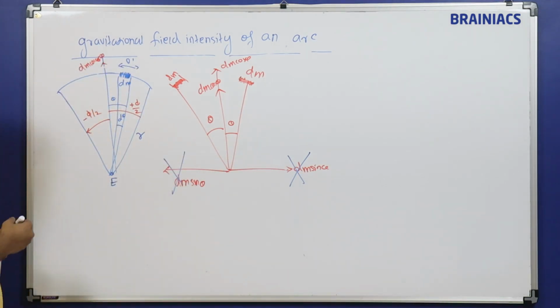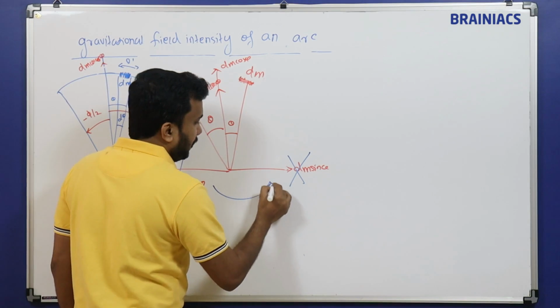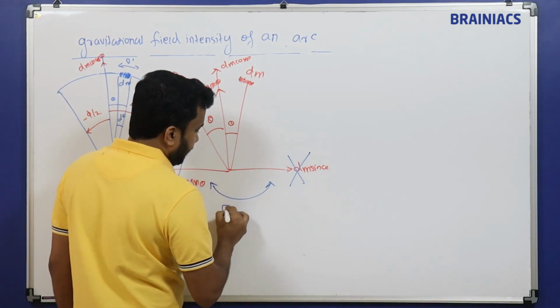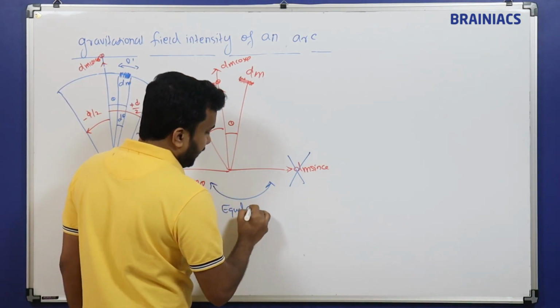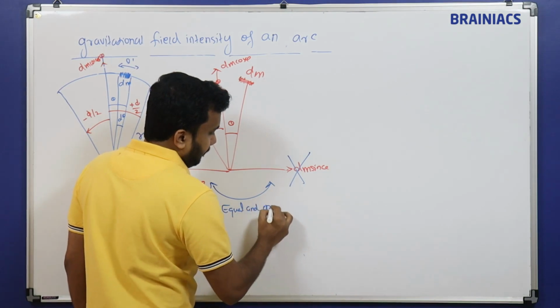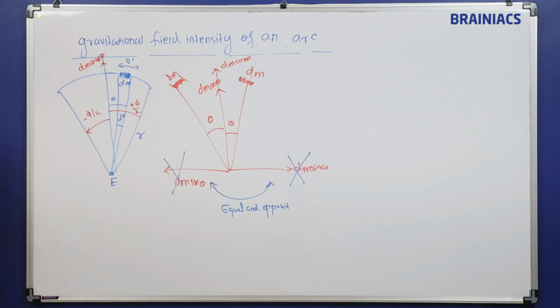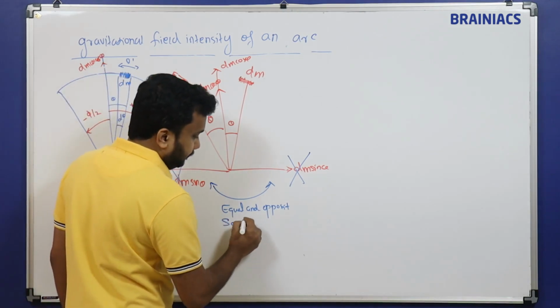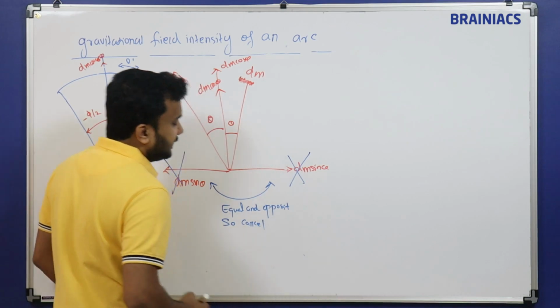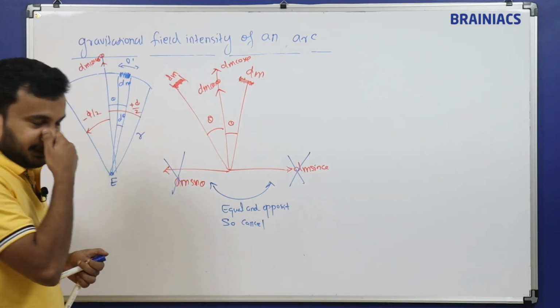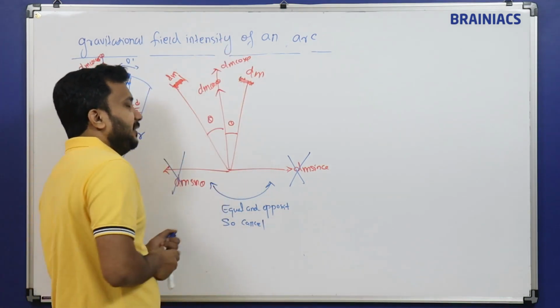But what is there in the resultant? These two are equal and opposite, so they cancel each other. But what will get added up? This dm cos theta will get added up.